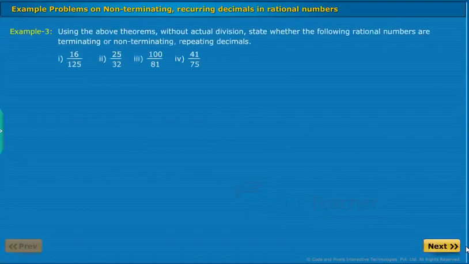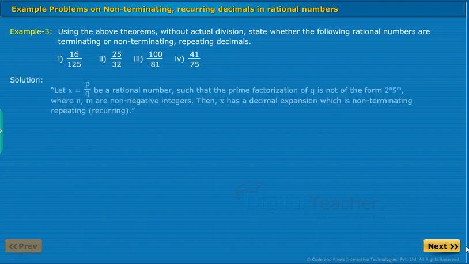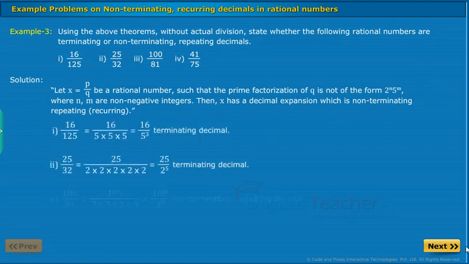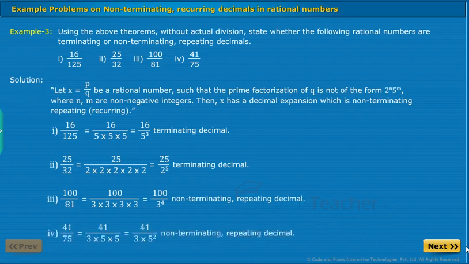Example 3. Using the above theorems, without actual division, state whether the following rational numbers are terminating or non-terminating, repeating decimals. Solution. By the theorem, let x equal p by q be a rational number, such that the prime factorization of q is not of the form 2 power n, 5 power m, where n, m are non-negative integers. Then x has a decimal expansion which is non-terminating, repeating or recurring. Thus, by solving all the given rational numbers, we get as follows.